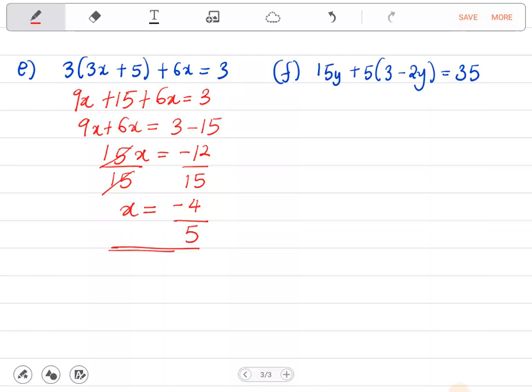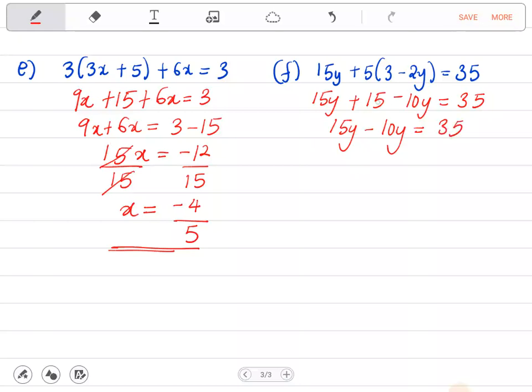Are we together? Don't go anywhere. We are here. Say same thing. We have a 15y. 5 and 3 we get a 15. 5 and negative 2 we get a 10 and a y, giving us a 35. Now we just have to get our 15y and our 10y be equal to a 35.